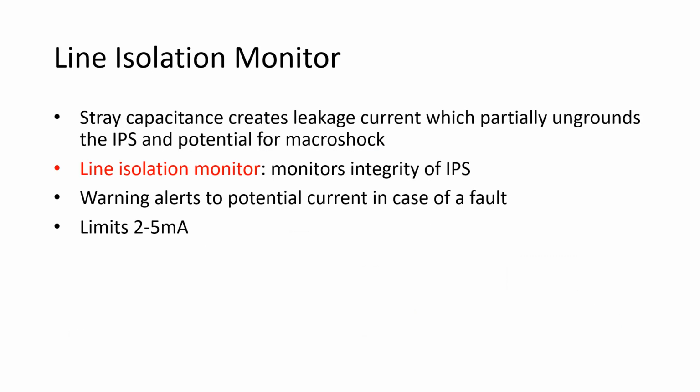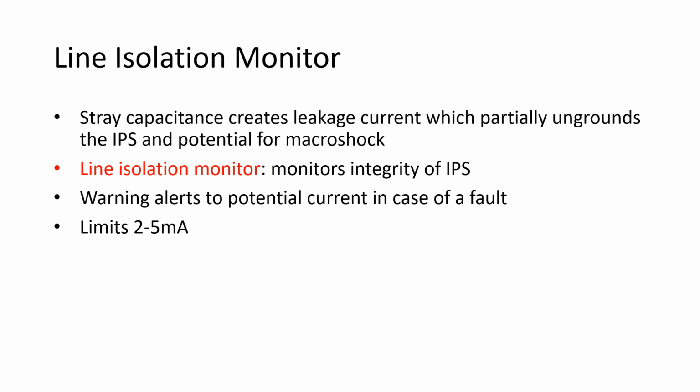The isolated power system in the previous slide assumes perfect isolation. However, like I mentioned at the beginning, there's a phenomenon called stray capacitance, which exists. This means that within all the electrical equipment in the operating room, there is stored up charge that can leak current to the ground, which partially ungrounds the isolated power system and creates the potential for macroshock. Because if the power system is now grounded, only one fault is needed to cause a shock.